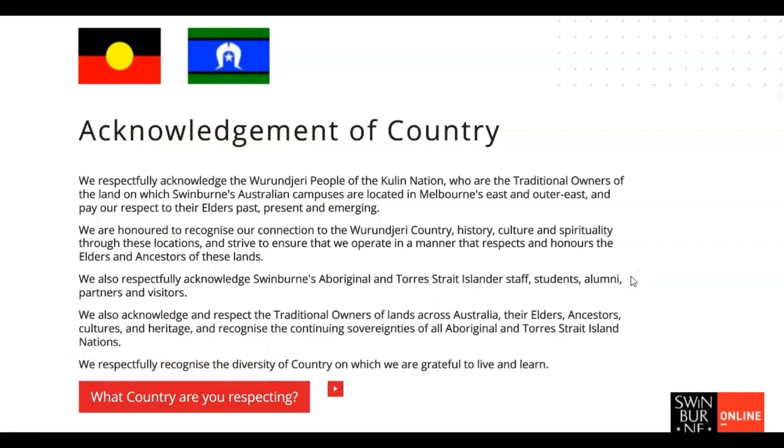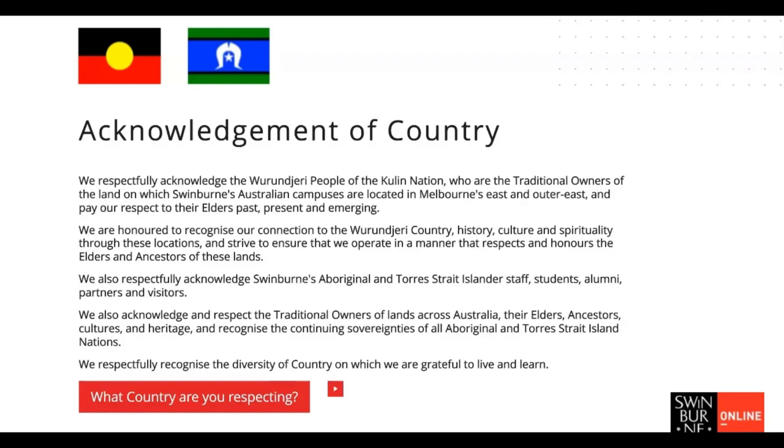Firstly, I'd like to do an acknowledgement of country. We respectfully acknowledge the Wurundjeri people of the Kulin Nation, who are the traditional owners of the land in which Swinburne Australia campuses are located in Melbourne's East and Outer East, and pay our respects to their elders past, present and emerging. We are honoured to recognise our connection to the Wurundjeri history, culture and spirituality, and through these locations we strive to ensure that we operate in a manner that respects and honours the elders and the ancestors of these lands.